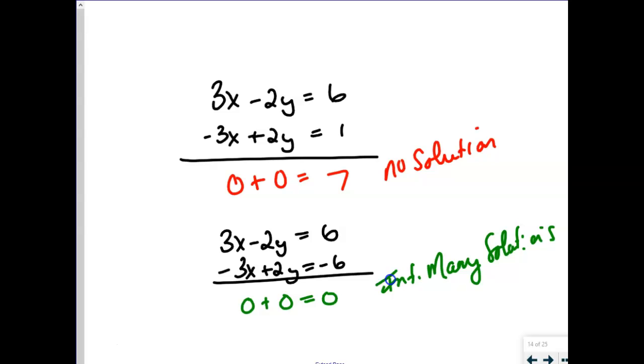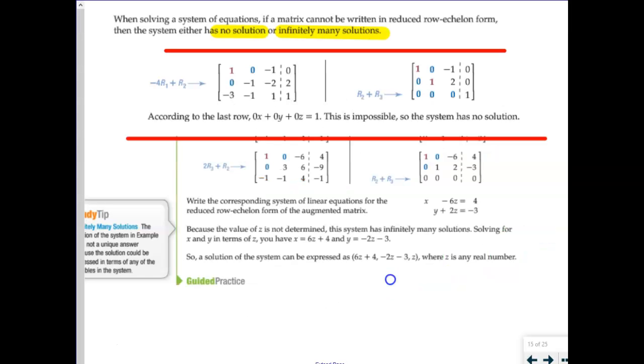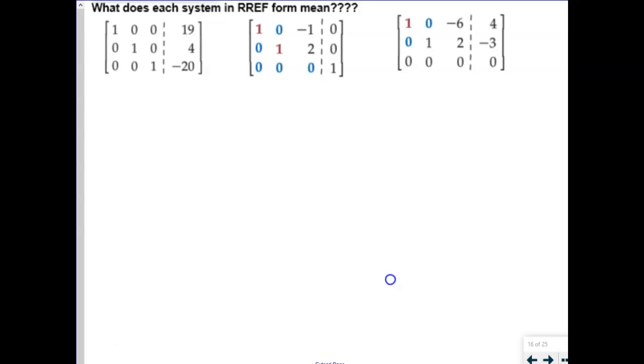There's no unique solution. So today, we're going to talk about how to interpret various augmented matrix solutions that could come out of our calculator. This is a question that shows up on your test on Friday. This question shows up on your post-test next week as well.